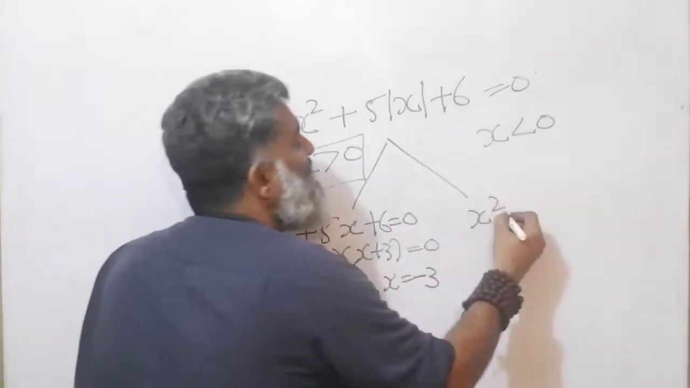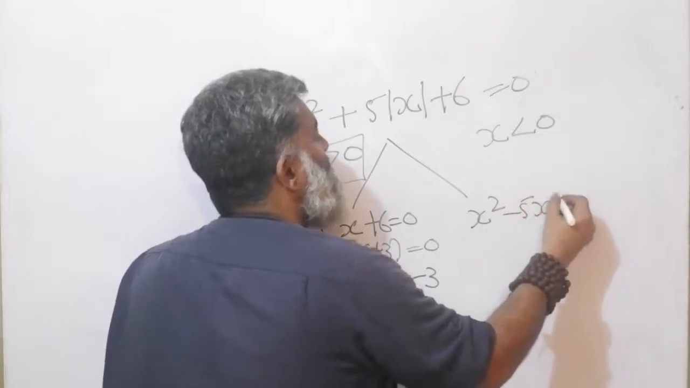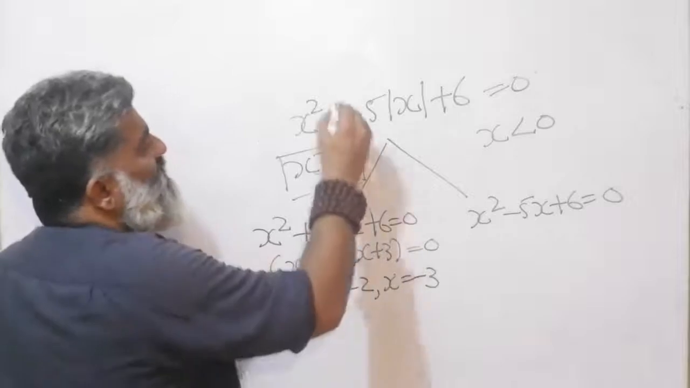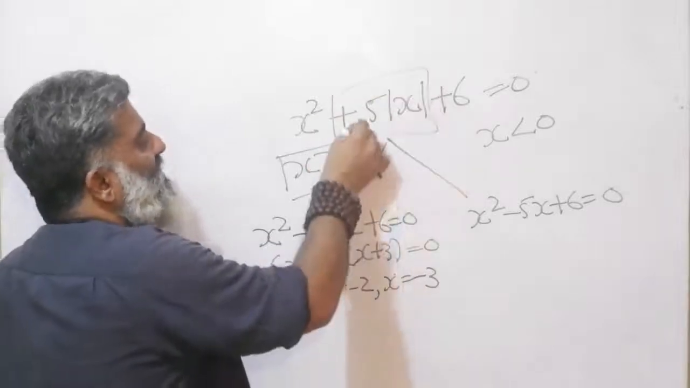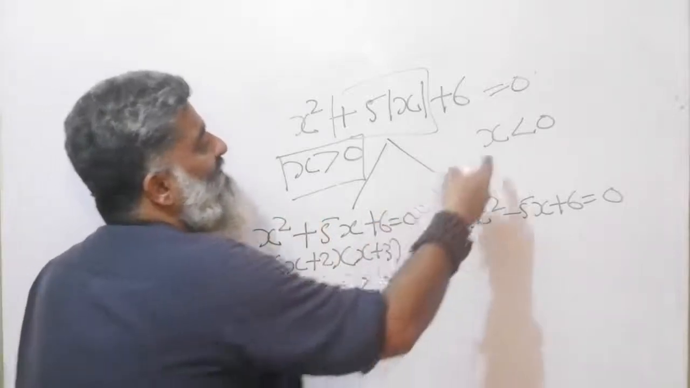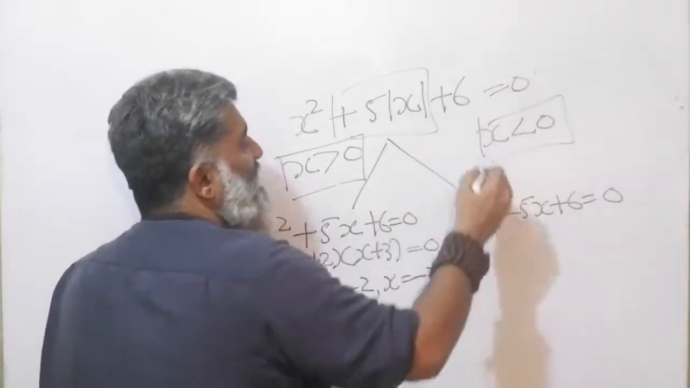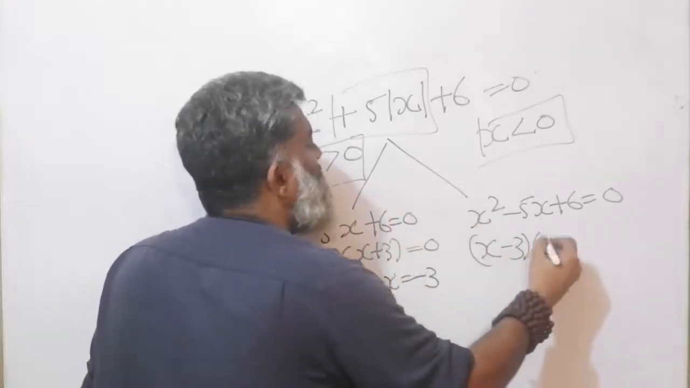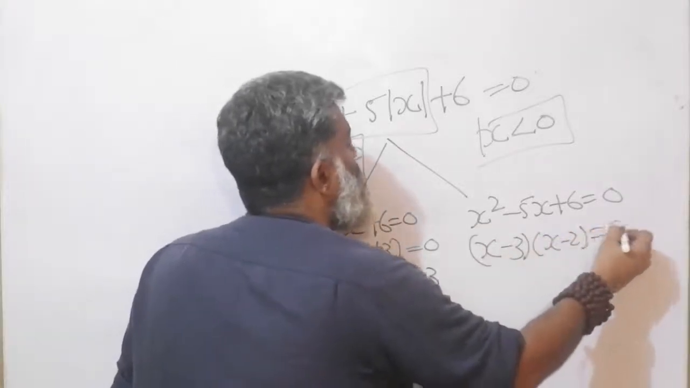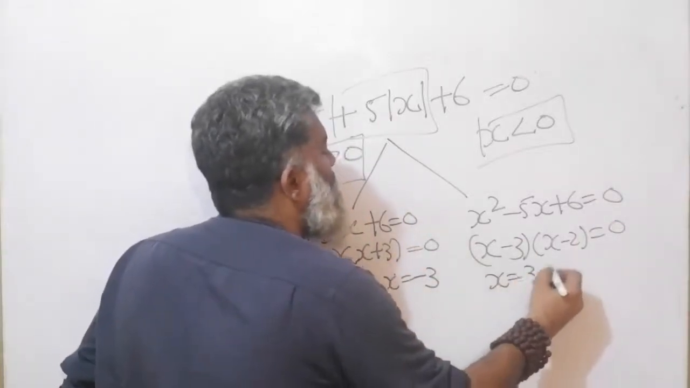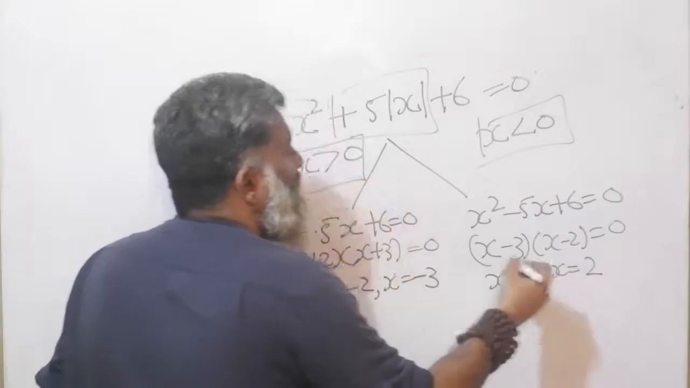So 5 into minus x will give you minus 5x. Just copying the situation, right? If you notice the shortcut, what is the shortcut? Once it will be plus, once it will be minus, if you want to do it quickly. And when will it be minus? When you are assuming x to be negative. Factorize this quickly. (x minus 3) into (x minus 2) equal to 0. Solve this further, you will get x is equal to 3 or x is equal to 2.